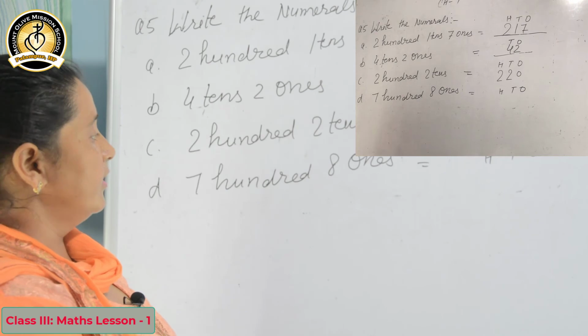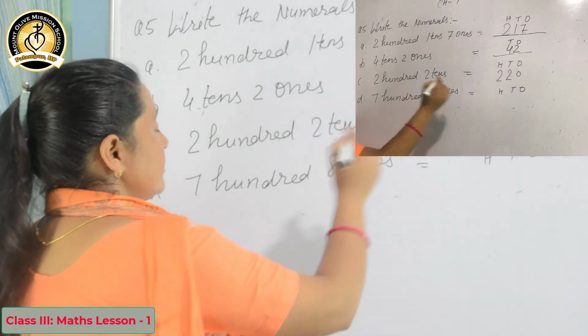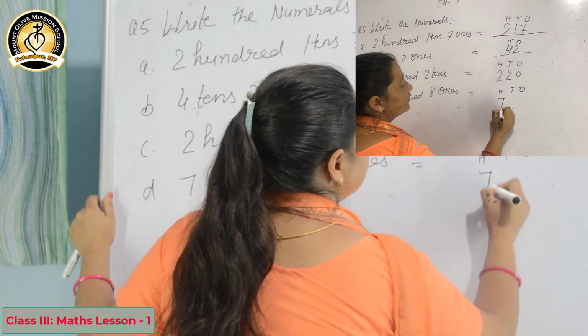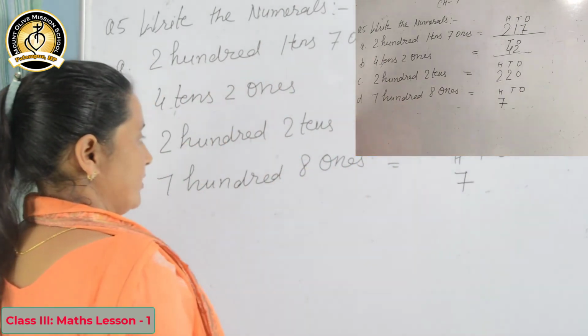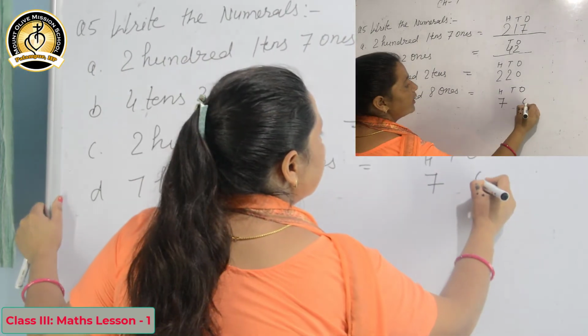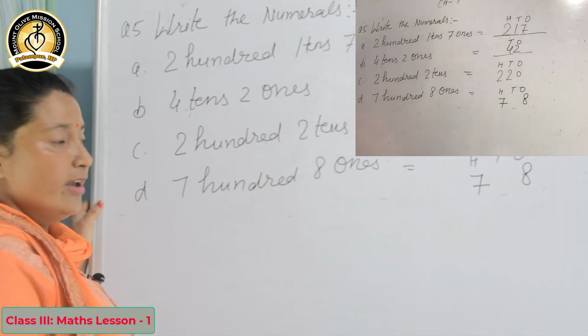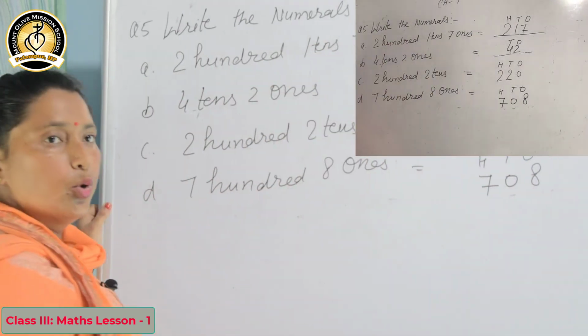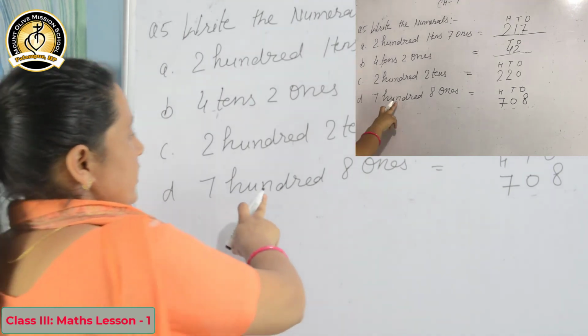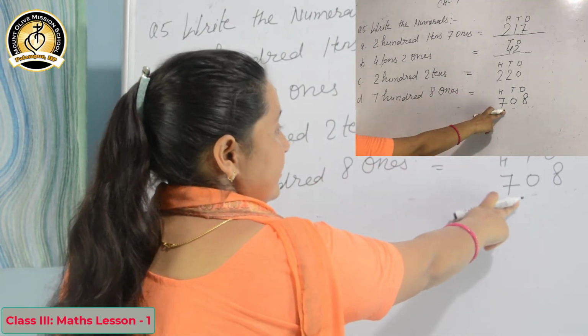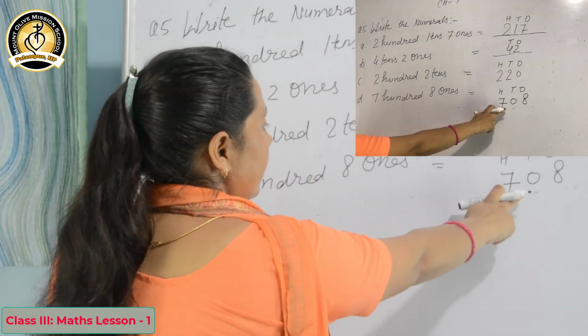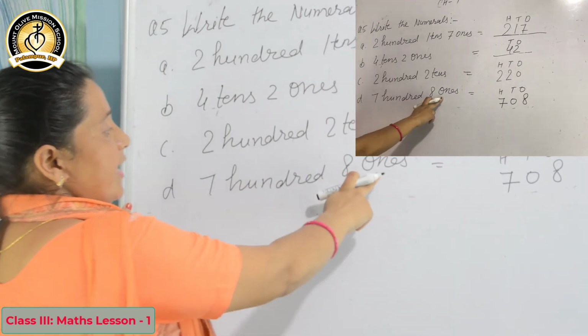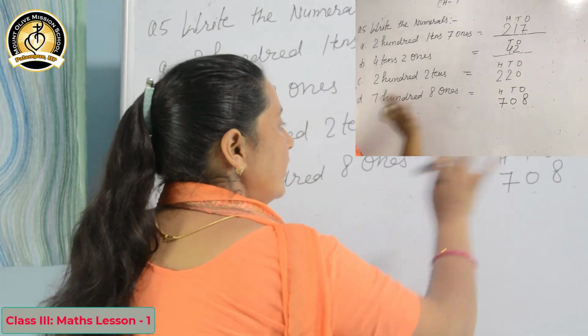Yes. Very good. Yes. 700. Right. 7 on 100 place. 8 ones. 8 on ones place. Okay. What this one left? So put here 0. Okay. So 708. Is that clear? 708.